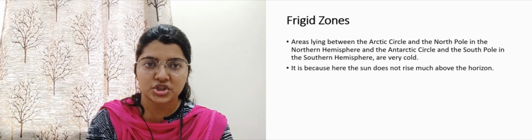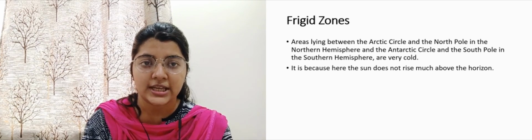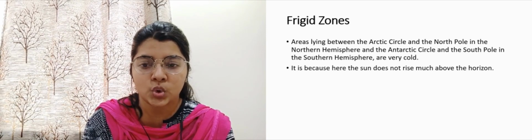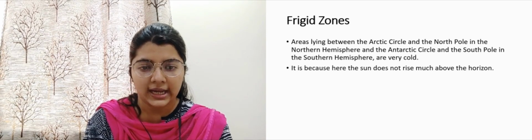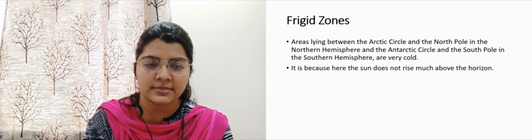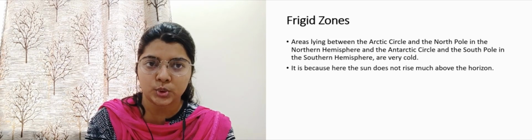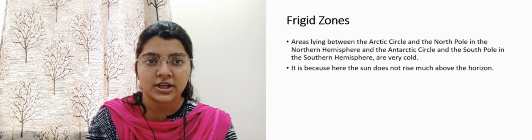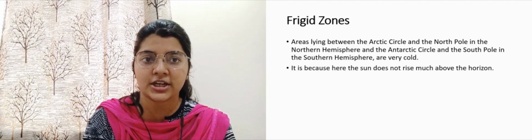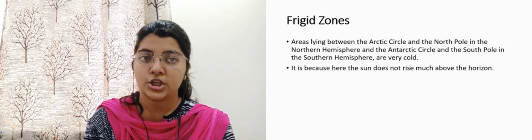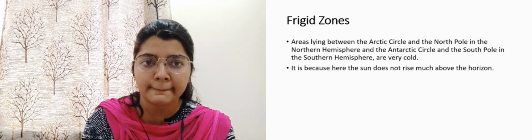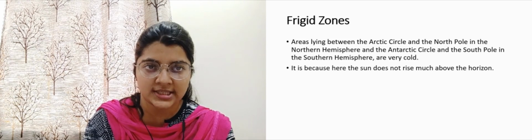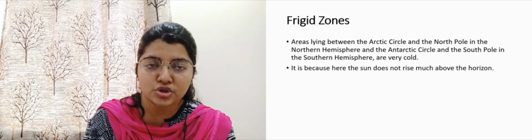And lastly we have the frigid zone. The word frigid comes from the word freeze, which means very cold. Areas lying between the Arctic Circle and North Pole in the northern hemisphere and the Antarctic Circle and South Pole in the southern hemisphere are very cold. It is because here the sun does not rise much above the horizon.